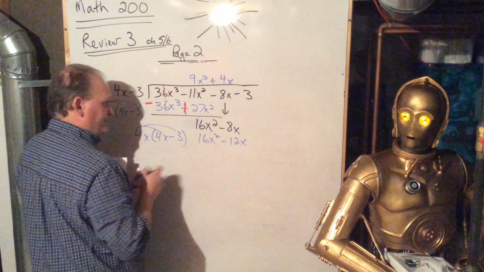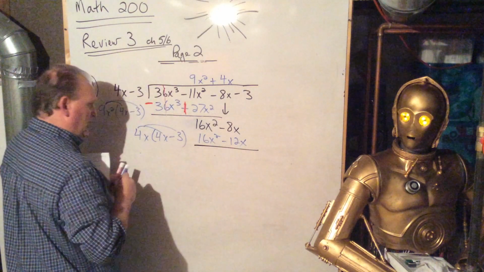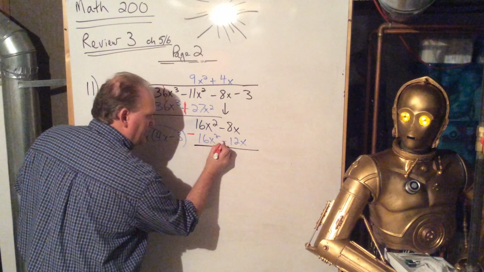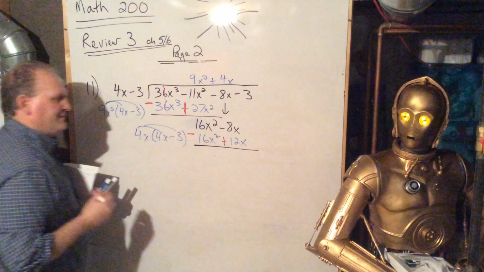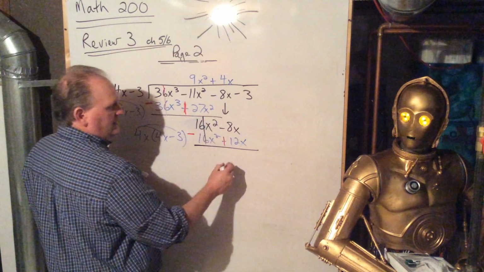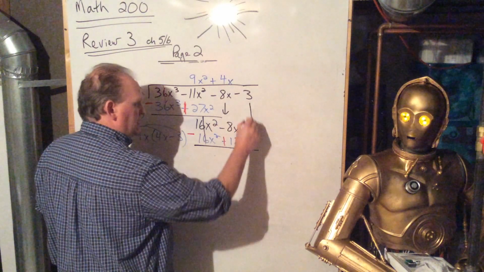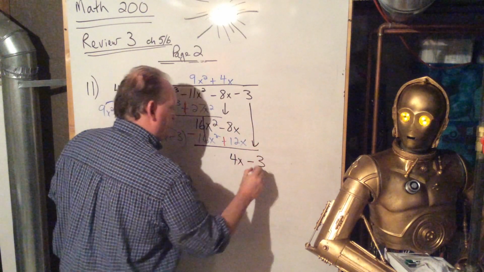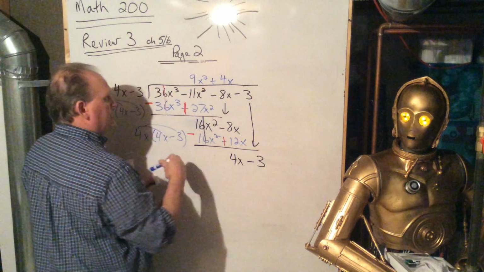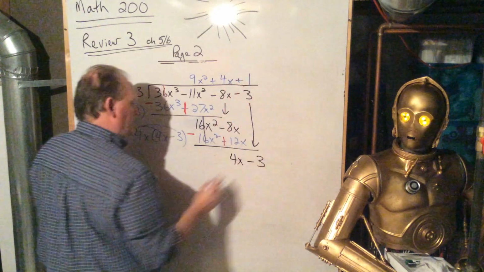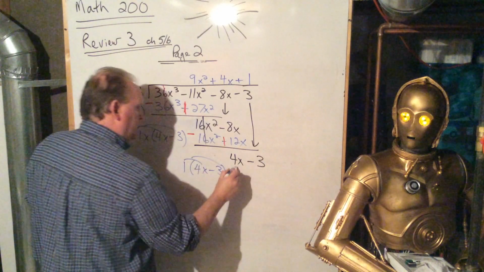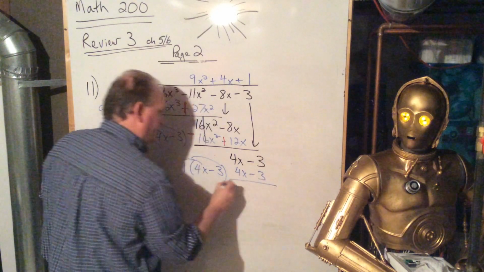And again, we're going to change both signs. So this positive becomes a negative, and this negative becomes a positive. I add straight down. Those get canceled away, and this ends up 4x. We bring down the minus 3. And now 4x times what gives you 4x? That should be a big old 1. And so 1 times 4x minus 3 is 4x minus 3.